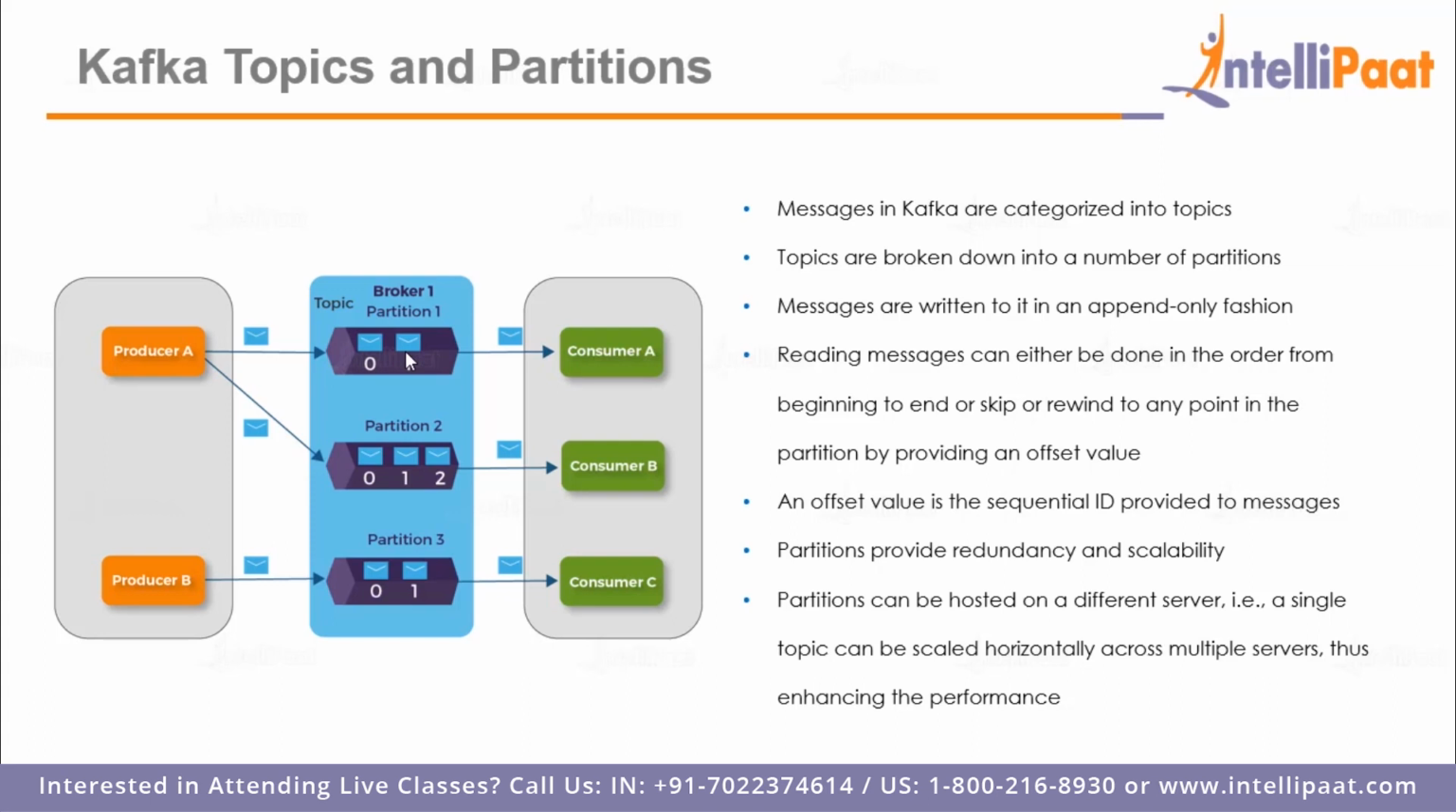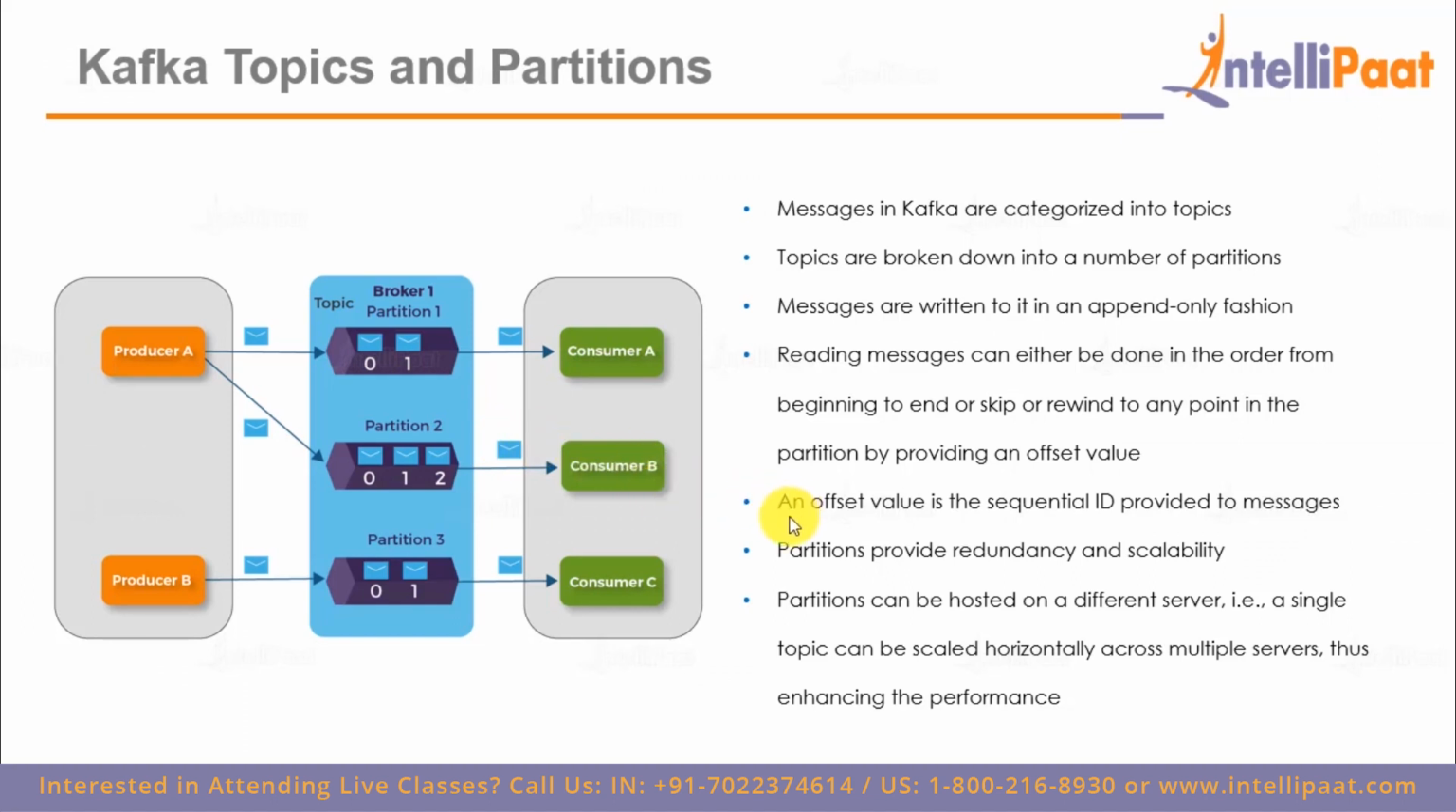Now this is how producers write the messages into the broker. But reading messages is different. Reading messages can either be done in the order from beginning to the end, or we can skip certain messages, or we can rewind to any point in the partition by providing an offset value. Let's say this consumer A wants this message at offset 0 from partition 1. Right now, it doesn't have to read this message and it can only read this message over here. Similarly, if there's consumer B and it wants to read only this message with the offset value 1 from partition 2, then it can do it and ignore these two messages. So this is how consumers work.